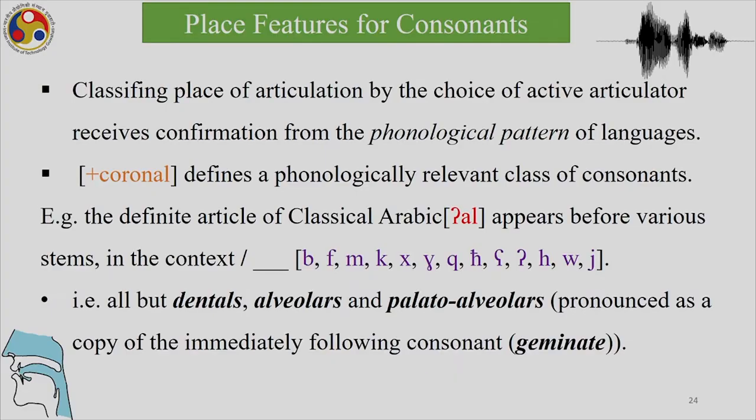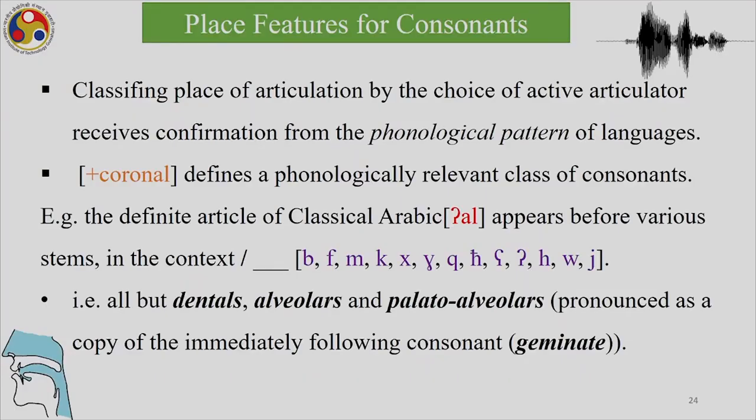And classifying place of articulation by the choice of active articulator receives confirmation from the phonological patterns of languages. We saw that a little bit in the last part of the previous lecture on features. The plus coronal defines a phonologically relevant class of consonants, and the definite article of classical Arabic al appears before various stems in contexts like this, showing that there is only one feature class before this. So we saw that the purpose of features is that you capture the idea of a natural class, that rules and processes in phonology are happening not in a vacuum, but because there are natural classes which are the targets of rules and processes.